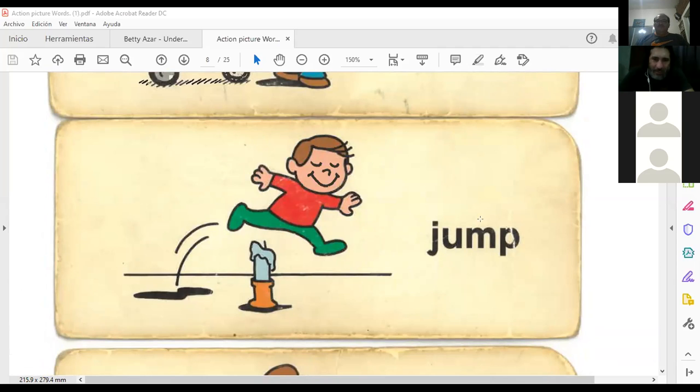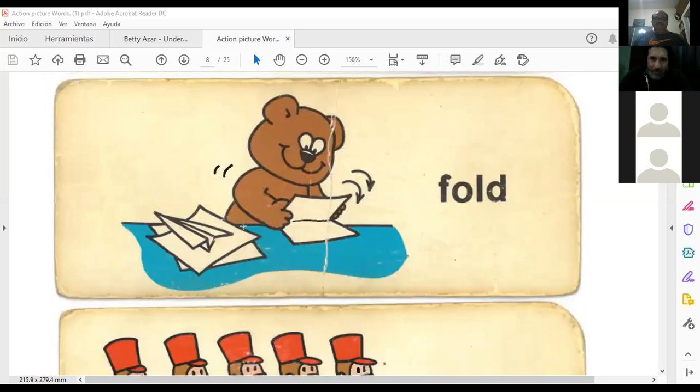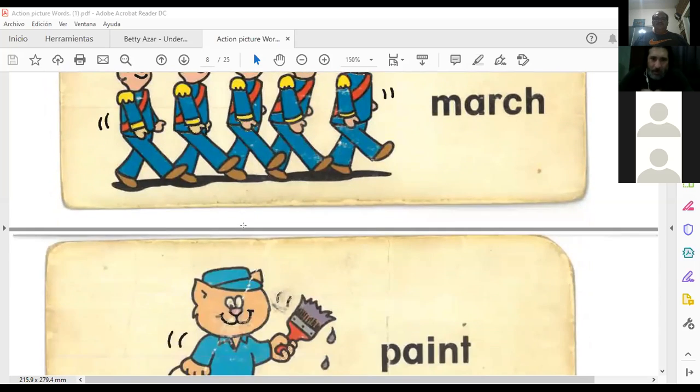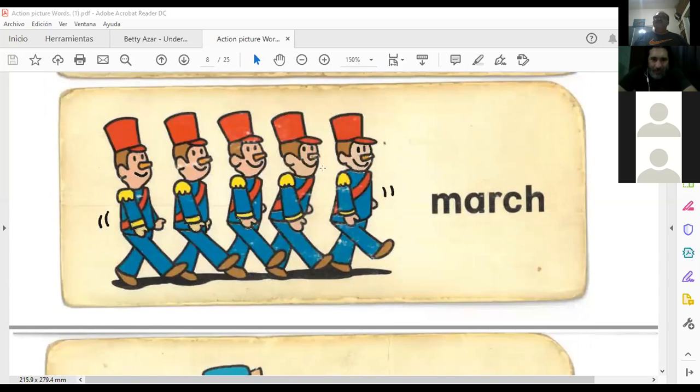So like this, this is one way that you can practice verbs. You see the verb in, let's say, the base form, and then try to remember the past and the past participle, and then generate or create a sentence. Okay, for example, have you ever jumped a fence, un cerco? Say, yes, I have. No, I haven't. Okay. Have you ever folded, marched? This is what we used to do in the school, marched.